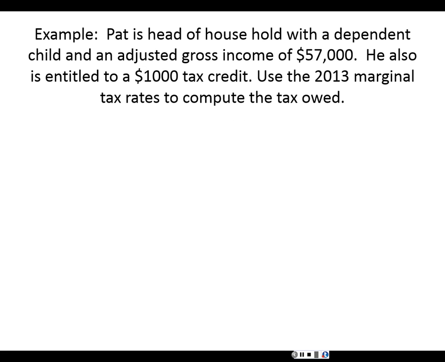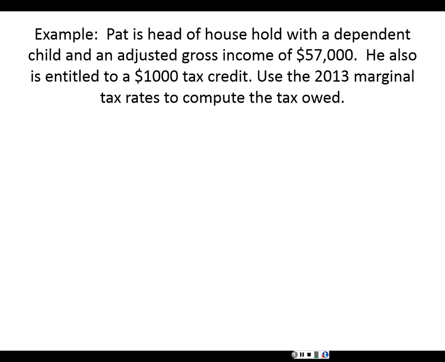Next, Pat's head of household with a dependent child and an adjusted gross income of $57,000. He also gets $1,000 tax credit for his child, so we want to compute how much tax he owes. Alright. We are head of household with an adjusted gross income of $57,000. We don't go to the tables with $57,000.